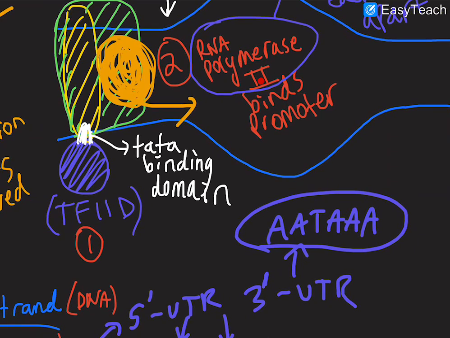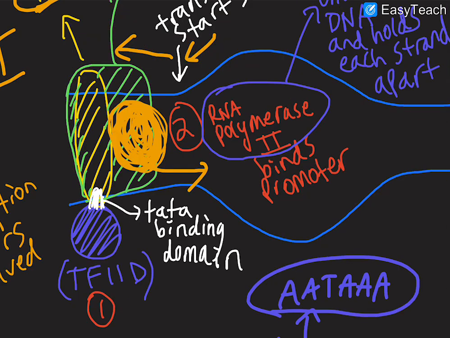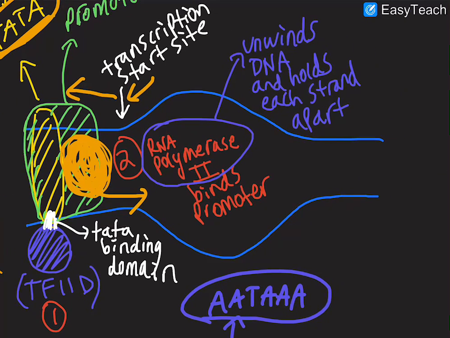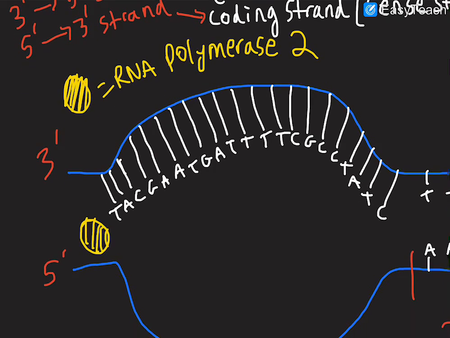So RNA polymerase 2 binds the promoter, and then we have transcription. But before that, first, transcription factor 2D will bind via its Tata binding domain to the Tata box. Then, second, RNA polymerase 2 will bind the promoter so that transcription can begin. All right, so let's see how this happens. RNA polymerase came, and then it unwinds the DNA so it can begin transcription. So let's see how this transcription works.